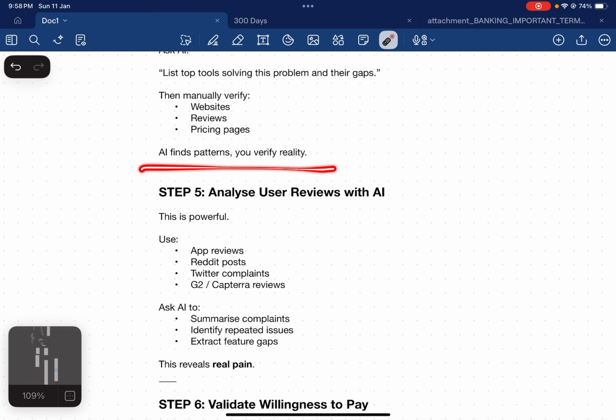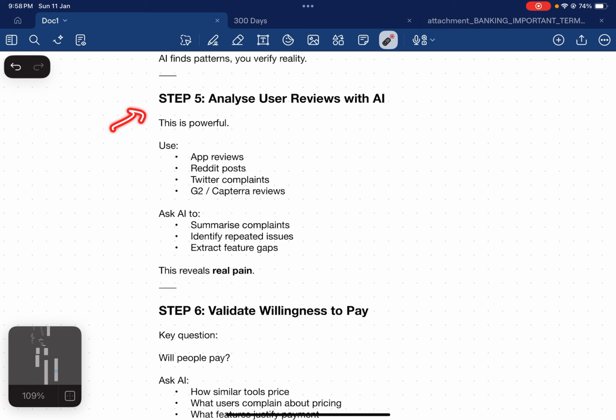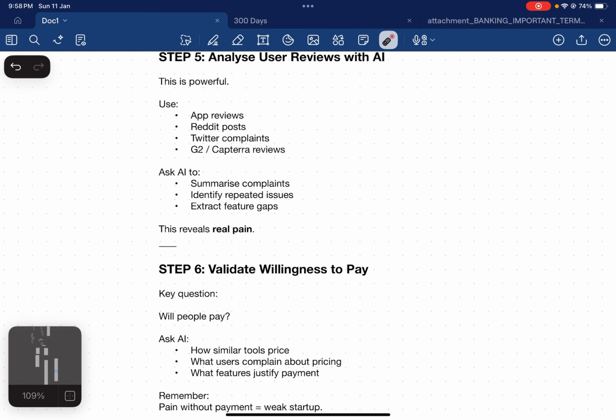Okay, so AI finds patterns, you verify reality. Step 5 is analyze user reviews with AI. This is powerful. Use app reviews, Reddit posts, Twitter complaints, G2 and Capterra reviews.